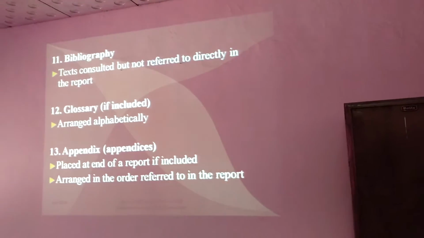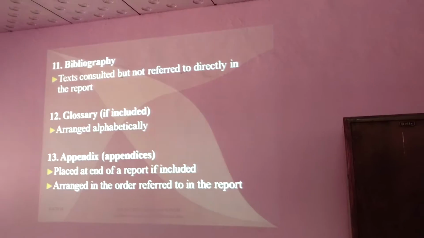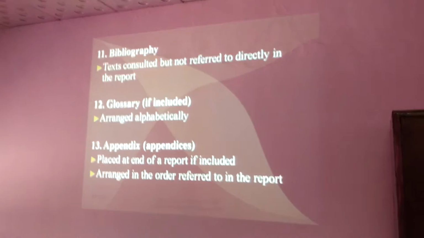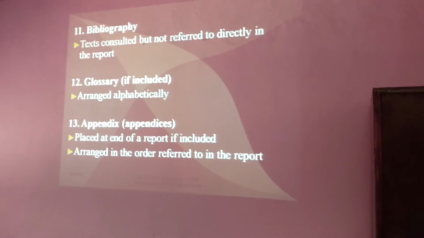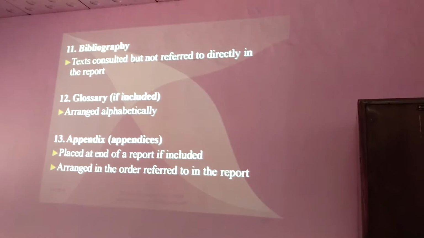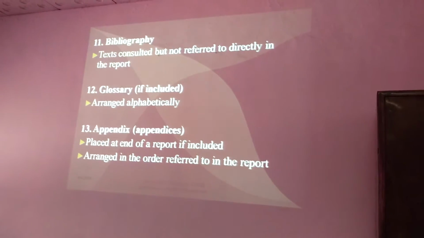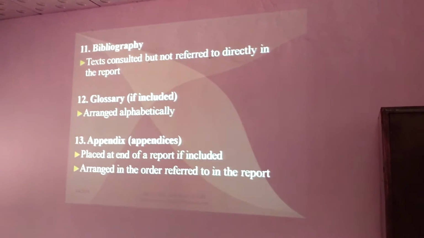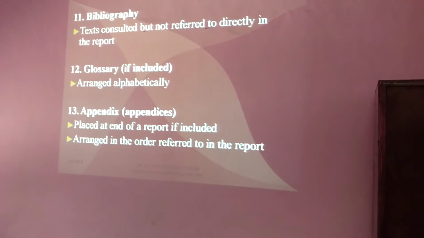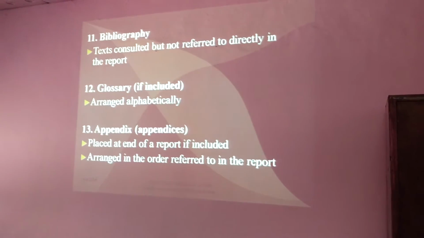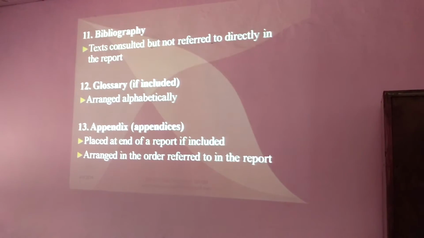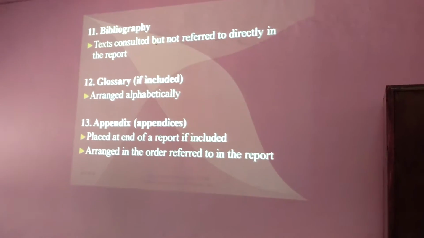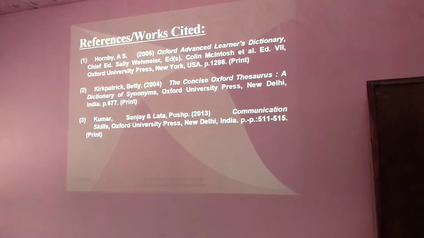Bibliography: texts consulted but not referred to directly in the report. The bibliography is the list of texts consulted but not referred to directly in the report. Then the glossary, if included, arranged alphabetically. The glossary must be in alphabetical order. Appendix or appendices placed at the end of a report if included and arranged in the order referred to in the report. Sequencing must be there.